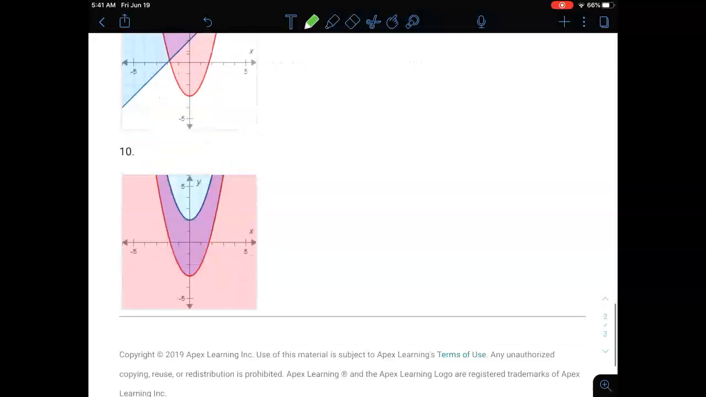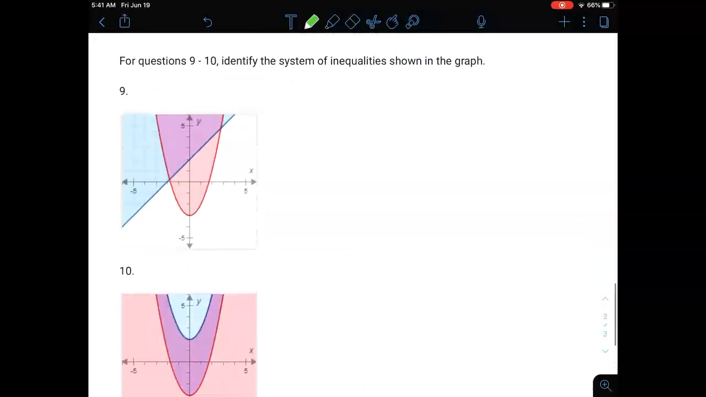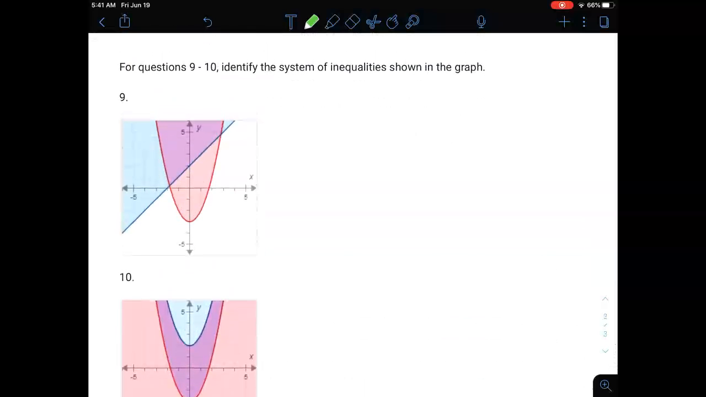For this one, identify the system of inequalities shown in the different graphs. Okay, so this is now working backwards here. So putting literally everything we have done together to figure out what are these different lines and then what makes them the inequalities, right?